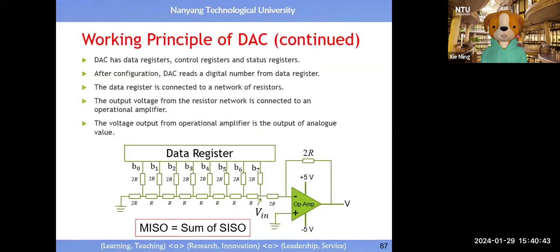And then if you want to know, let's say I have 1 bar, how to obtain the voltage which corresponds to 1 bar, or 2 bar, 3 bar. If you know how to convert 1 bar into an analog value, then for 2 bar, 3 bar, you just stack them together. It's not an issue. But this is a very, very interesting circuit.